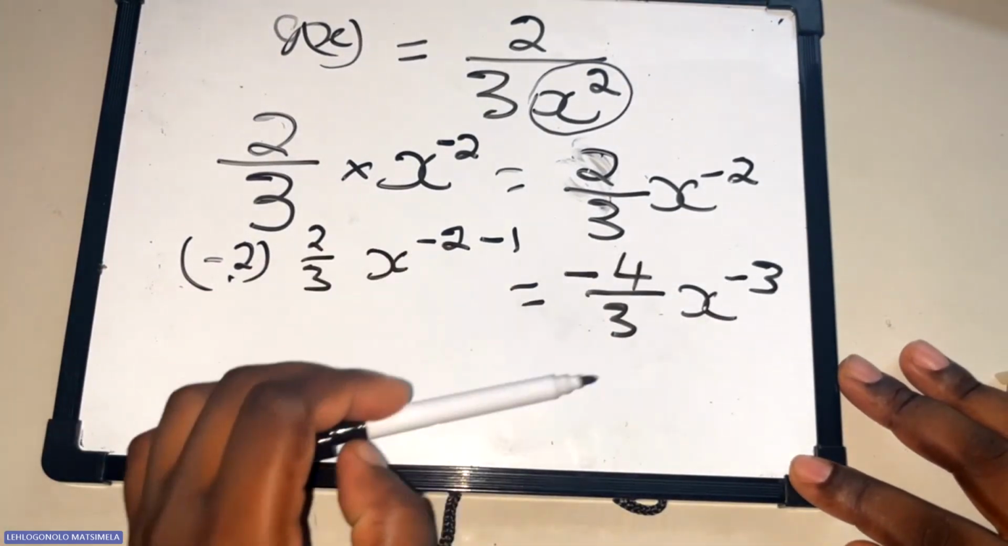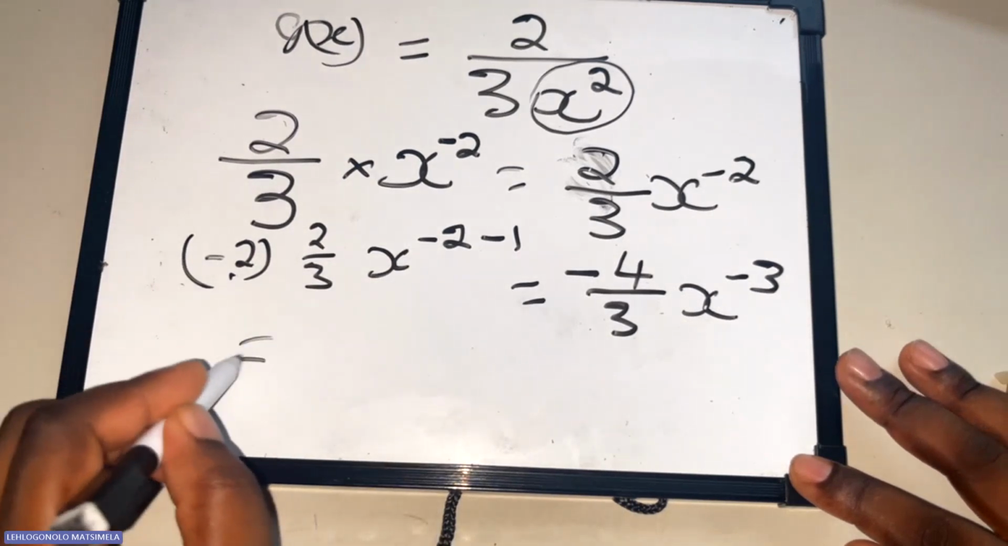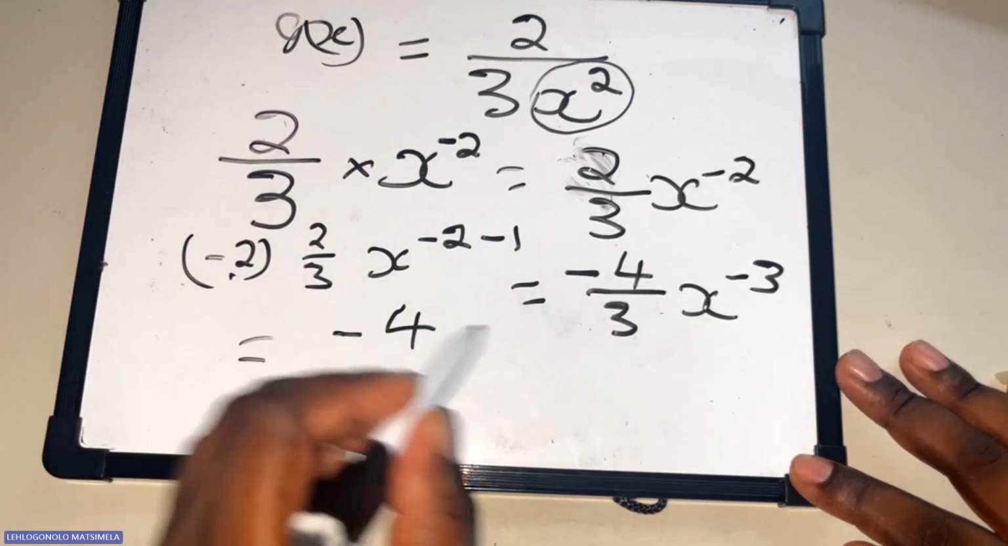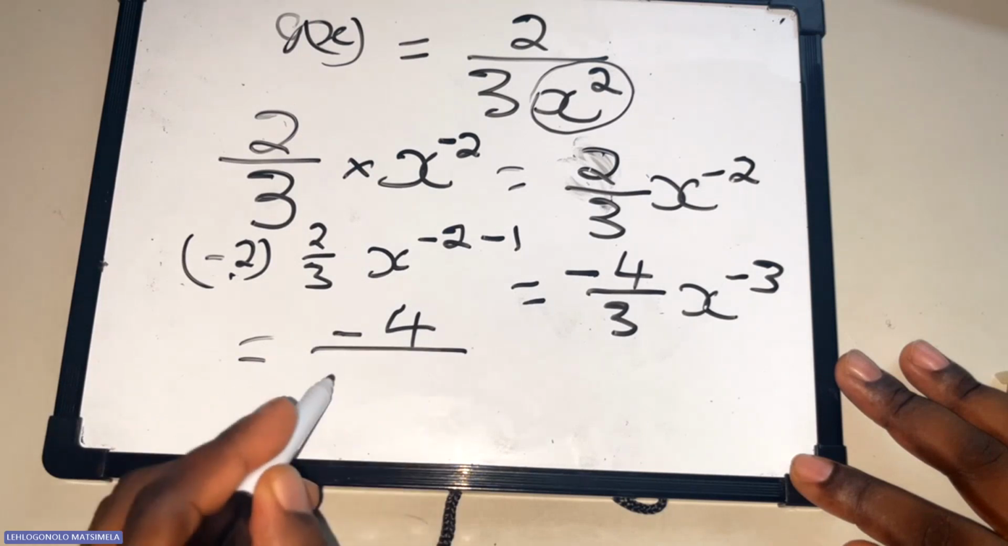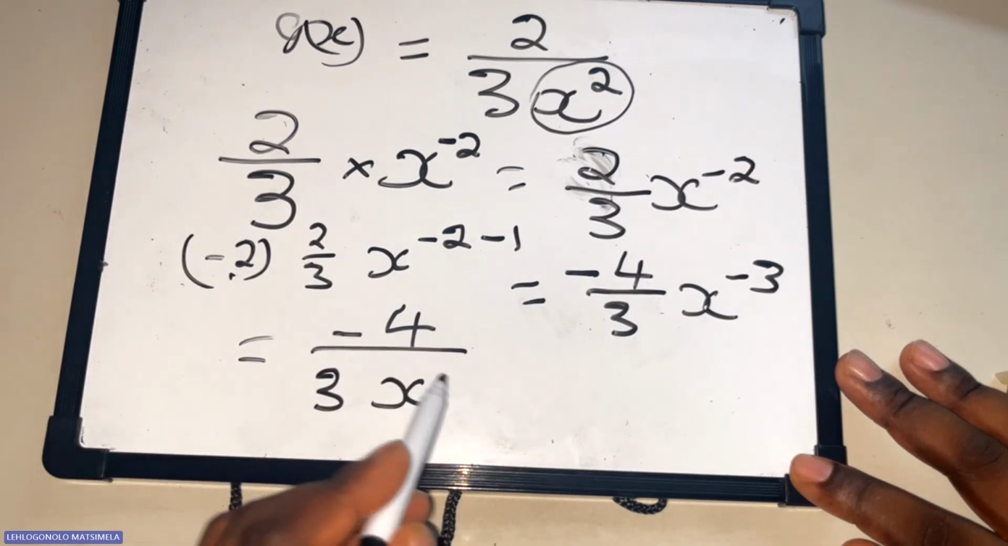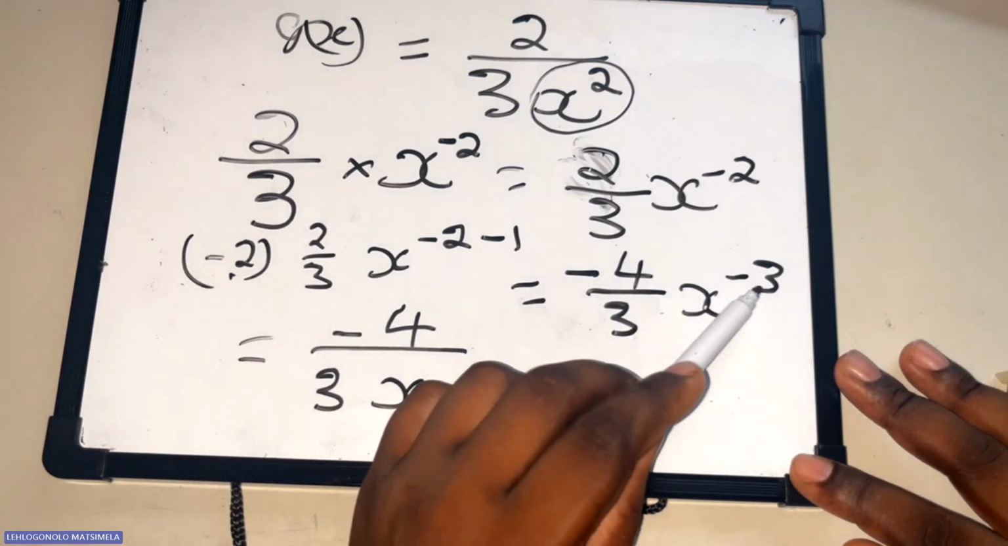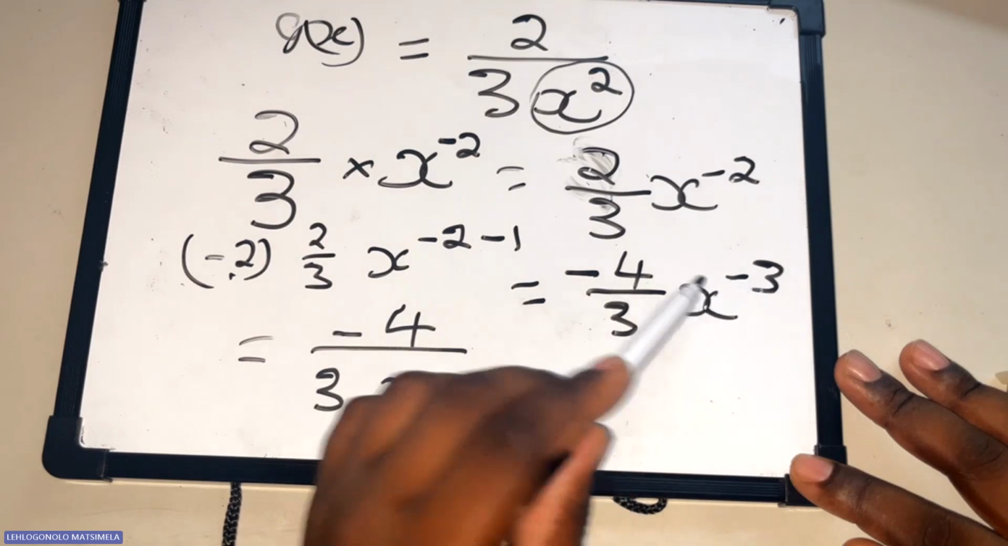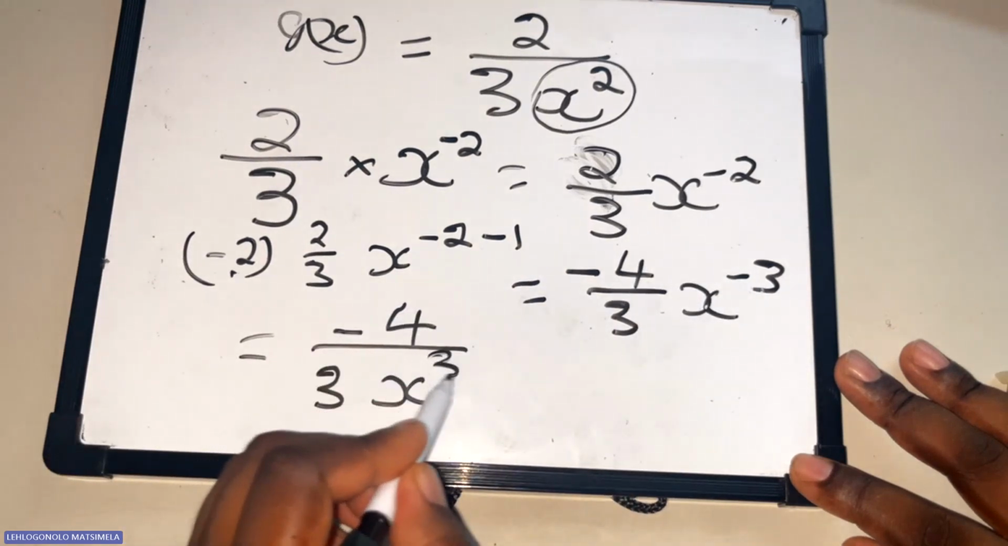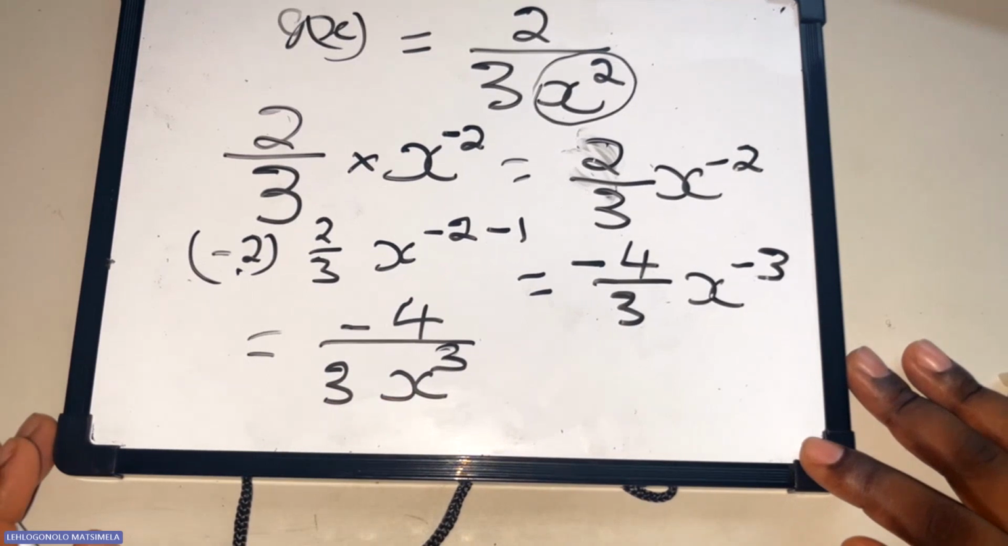I take it as the denominator. I'm going to write it at the position of the denominator, which is, then I will have divided by 3 multiplied by x to the power. It's not going to be negative 3. The exponent now changes to become positive, which is now going to be negative 3.